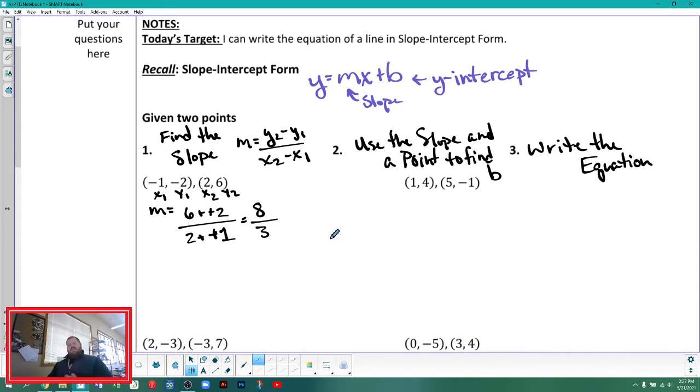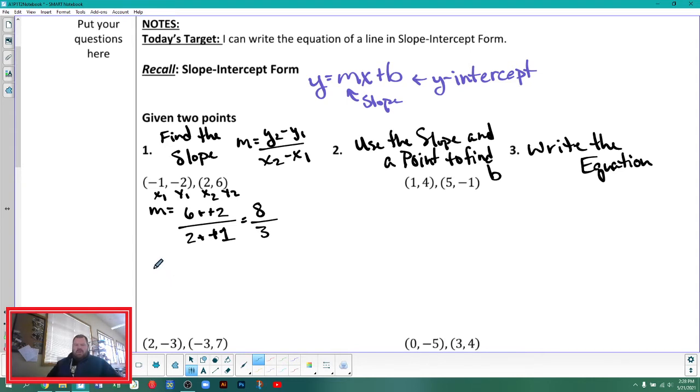I can already tell you that this problem isn't going to work out too nice. Not good to start with a really tough one, but we're kind of doing that. But from here, I get to pick which point I want to use. And it really doesn't matter because I should get the same answer either way. I'm going to pick the second one because they're both positive.